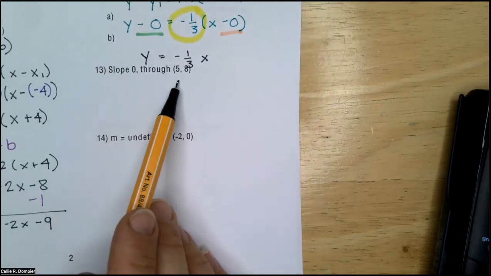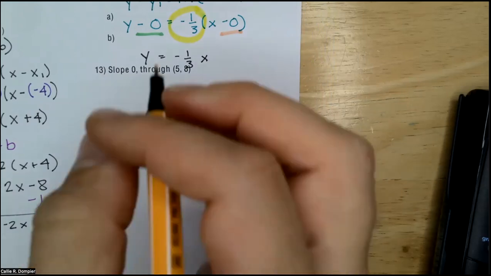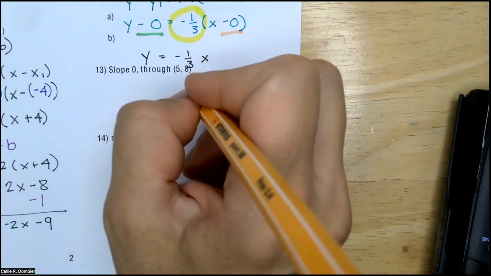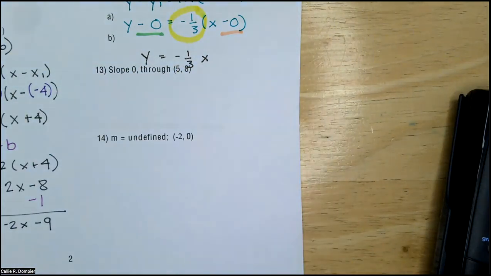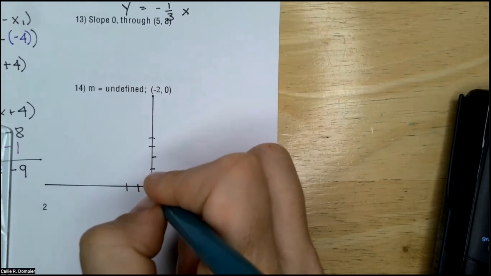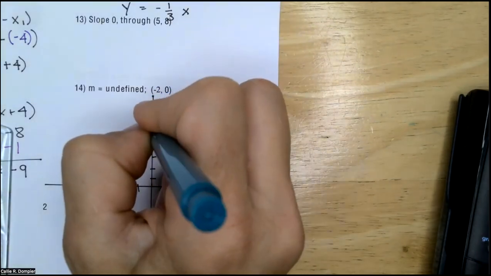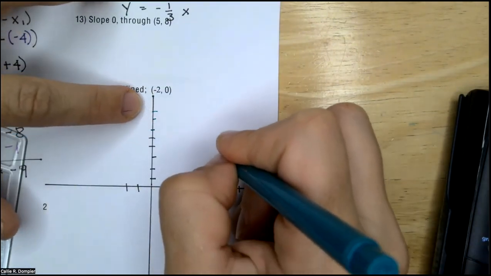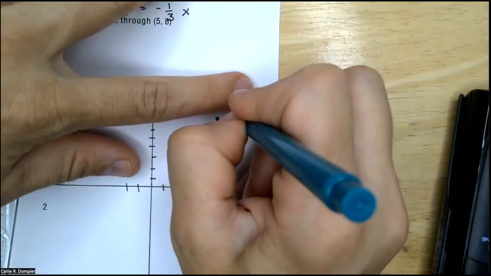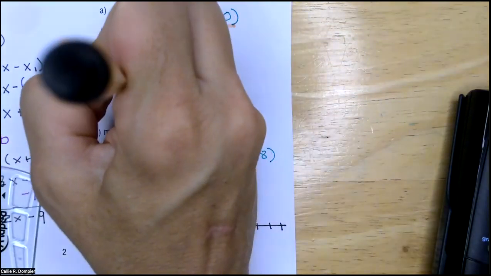What about if we have a slope of 0 through 5, 8? Okay. The slope of 0 through the point 5, 8. Let's think about where 5, 8 is. Okay, the slope of 0 through 5, 8. Let's find the point 5, 8. That means right 5, up 8. Oh, gosh. And the slope of 0. Remember slope man. Okay, let's draw slope man.